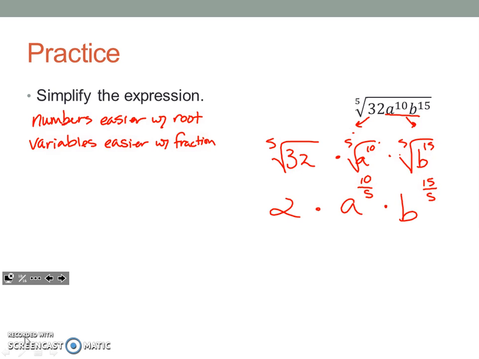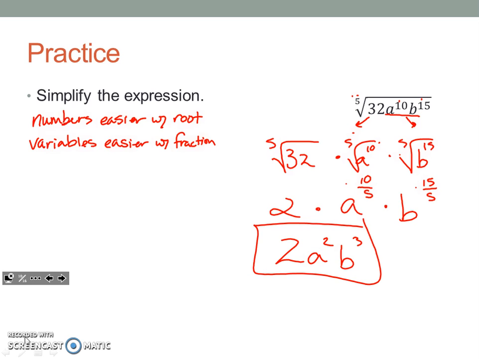Okay, so essentially all I'm doing is I'm just dividing. Okay, 10 divided by 5, 15 divided by 5. That gives me a squared. 10 divided by 5 would be 2. And then b cubed. 15 divided by 5 would be 3. Okay, so the fractions kind of give us an easier way to think about it, and it's especially easier with the variables. Okay, the roots I usually tend to like better because I can just plug those in my calculator.